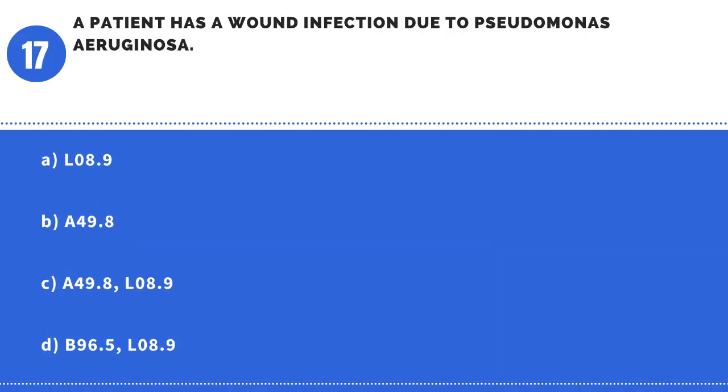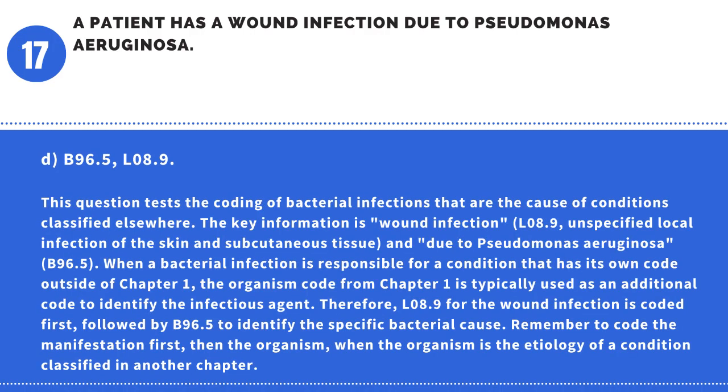Question 17. A patient has a wound infection due to Pseudomonas aeruginosa. A. L08.9. B. A49.8. C. A49.8, L08.9. D. B96.5, L08.9. Answer: D. B96.5, L08.9. This question tests the coding of bacterial infections that are the cause of conditions classified elsewhere.